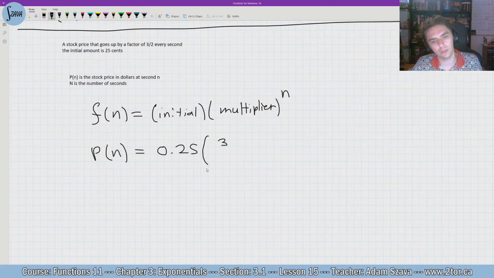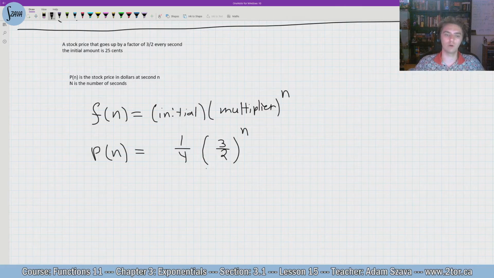We're multiplying by 3/2 to the power of n. 3/2 is 1.5, so it's up to you if you want to write it as a fraction or not. I would write everything as a fraction. So we have a quarter times 3/2 to the power of n. Notice a quarter is not in the bracket there. A quarter is not being put to the power of n.